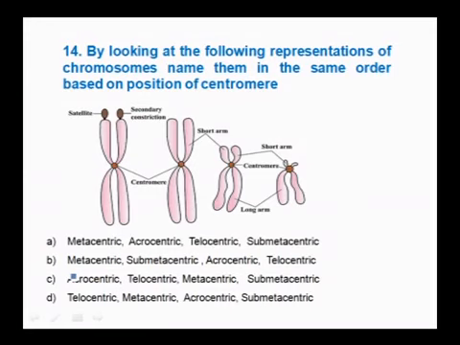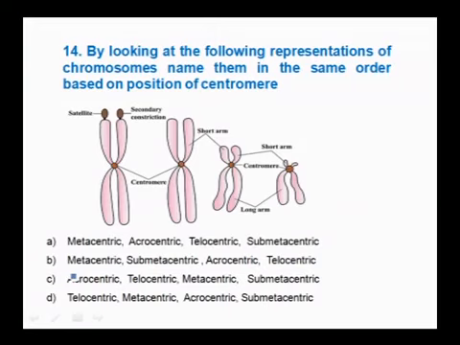Moving on to the 14th question, we have sets of chromosomes here, different types of chromosomes classified based on the position of the centromere. The question is: by looking at the following representations of the chromosome, name them in the same order based on the position of the centromere. The first diagram has the centromere exactly at the center.